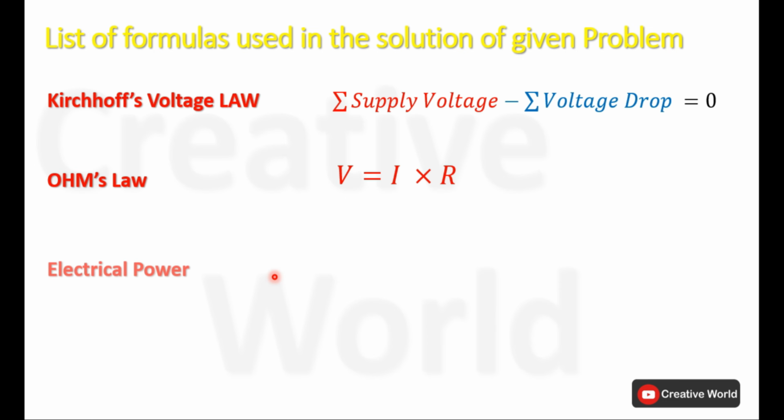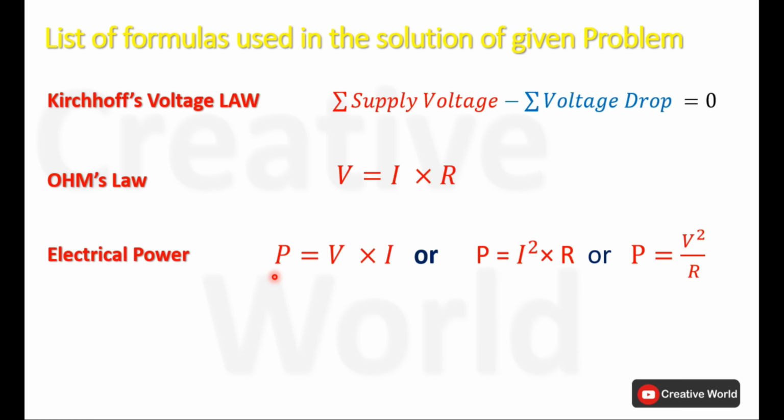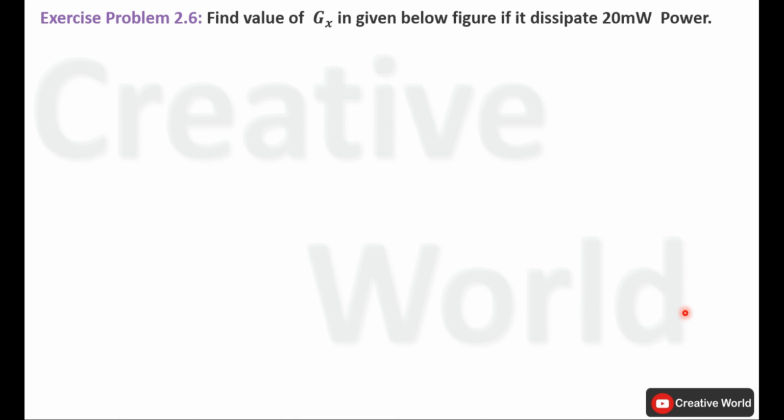We also will be using the electrical power formula. The basic equations for the calculation of electrical power are provided here: P equal to V multiplied by I, or P equal to I square multiplied by R, or P equal to V square divided by R. Now move towards the problems.